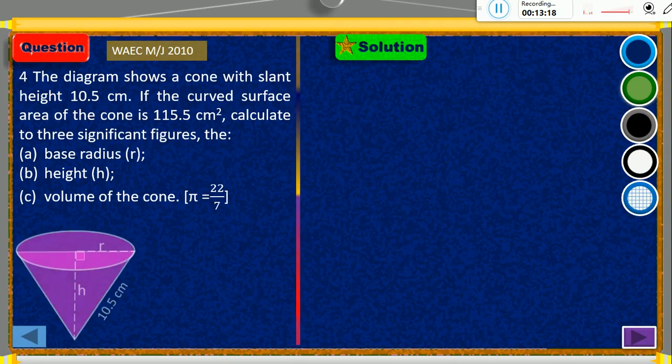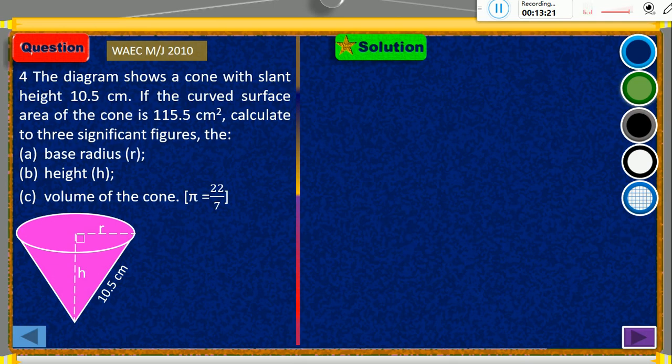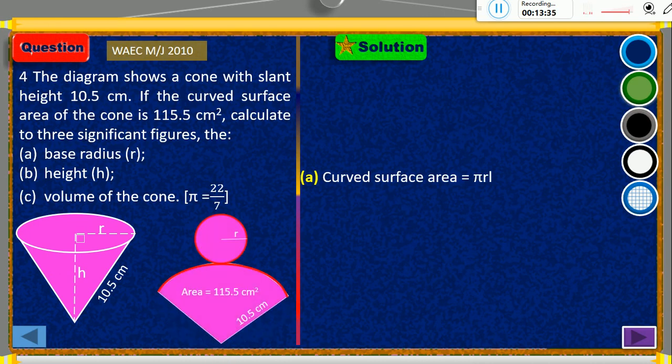Question number 4. Still on geometry, and that is on cone. The curved surface area of a cone is given by pi RL. That's the cone if opened up. The surface area is given as 115.5 square centimeters. So therefore, pi RL should be equal to 115.5, giving us 22 over 7 times R times 10.5 is equal to 115.5.